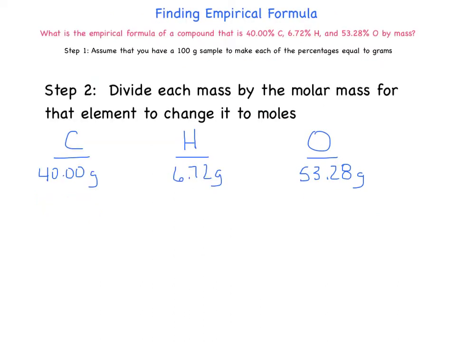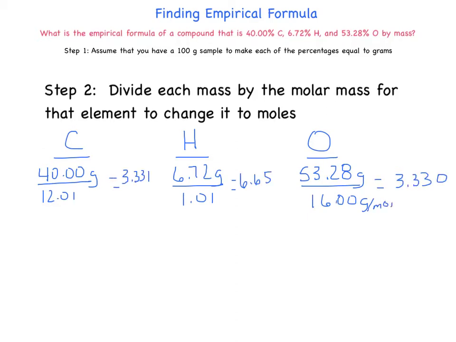Then our next step is to divide each mass by the molar mass for that element to change it to moles. So for carbon, it is 12.01 grams per mole. Hydrogen is 1.01 grams per mole. And the oxygen is 16.00 grams per mole. And so you divide these and you'll end up with the moles for each one. I've divided each one of those. In the carbon, I end up with 3.331 moles, hydrogen 6.65 moles, and oxygen 3.330 moles.